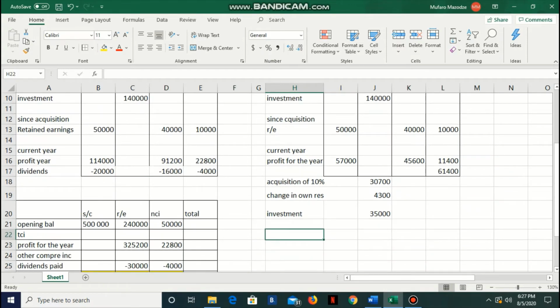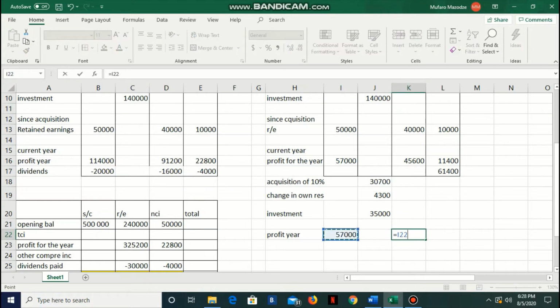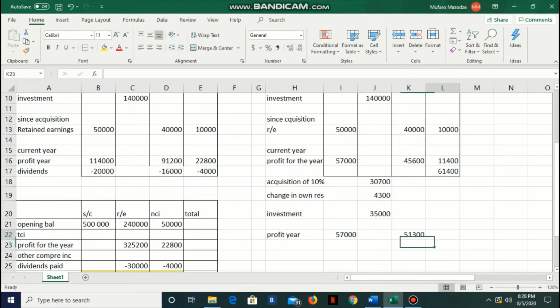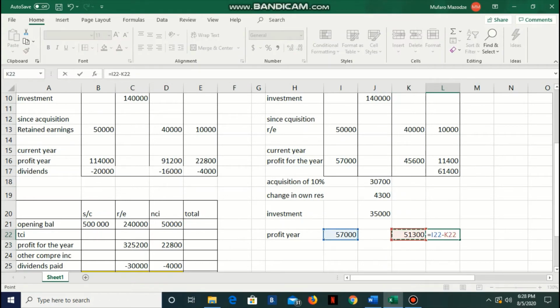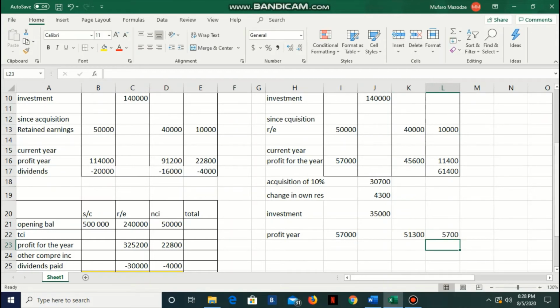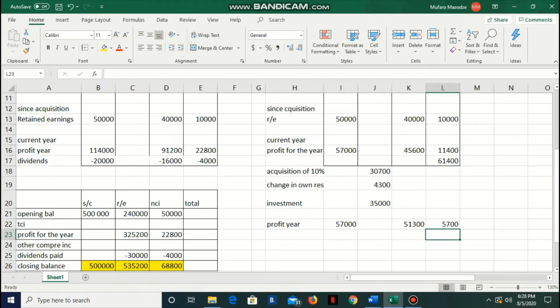You carry on with the rest of the year. And the profit will also be 57,000 rand. However, it's important to remember that now we are holding 90%. So it's quite easy to forget these minor things. Times not 0.9, sorry guys. And then this will be equal to this less that. It's not that bad. And then we do our dividends. The rest is now the same as my other example.